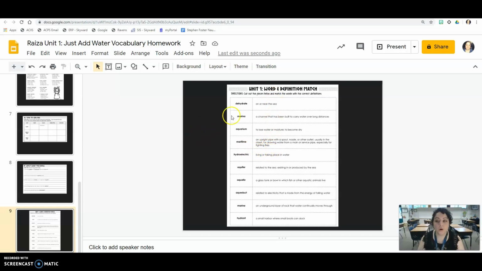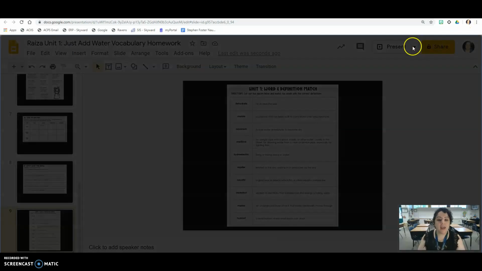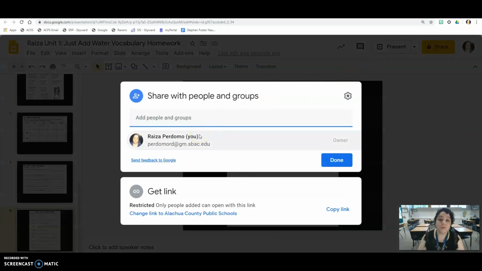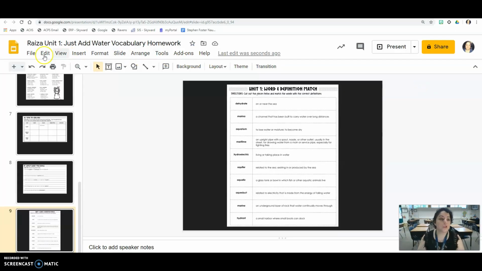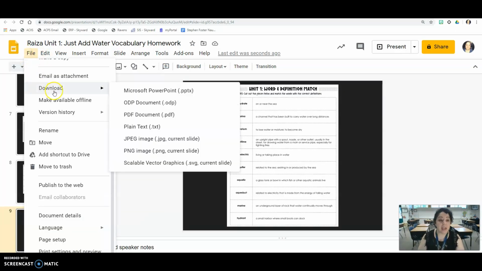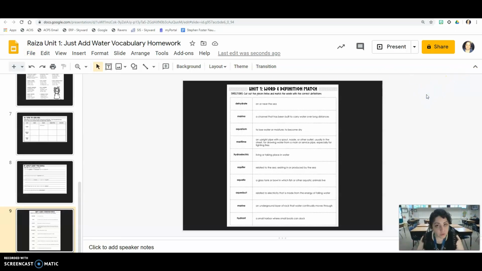Once you are done with your work, you can then hit share and send it directly to my email so that I get evidence that your work is done for the week. Or you can choose to hit file and you can download this as a PDF and you can upload it on Canvas. Either way that I get it, I will count it as homework done for the week. It is not about how accurate your work is. It is about whether you completed your work, showing effort that you're going to do well at the end of the week on your vocabulary word test.